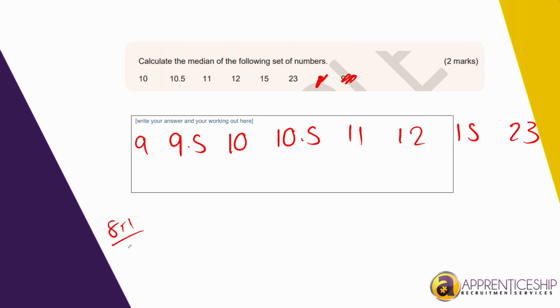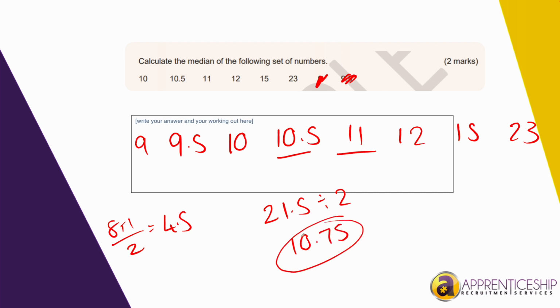8 plus 1 is 9, divided by 2 is 4.5. So we're looking for the 4th and the 5th number. Because there's an even set of data, it's going to be 2 in the middle. So we add these together to get 21.5. Divide by 2 will give us 10.75 as our answer.